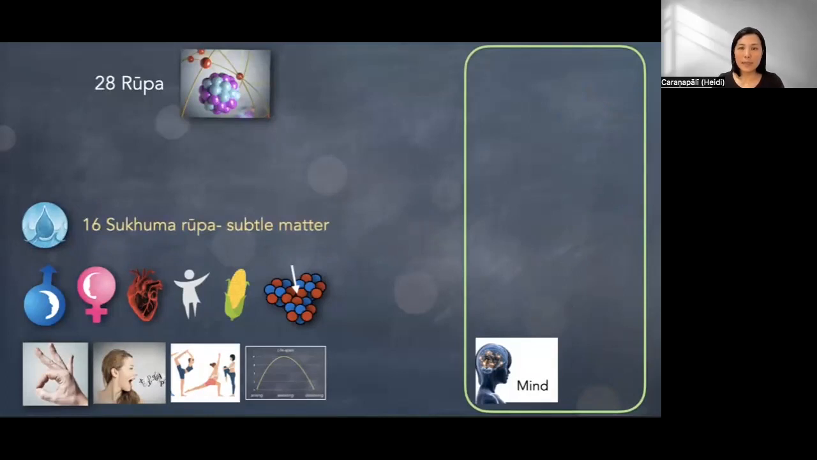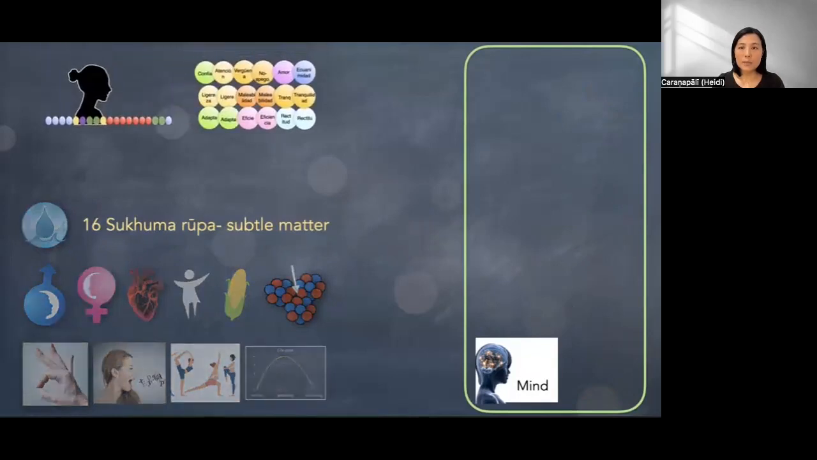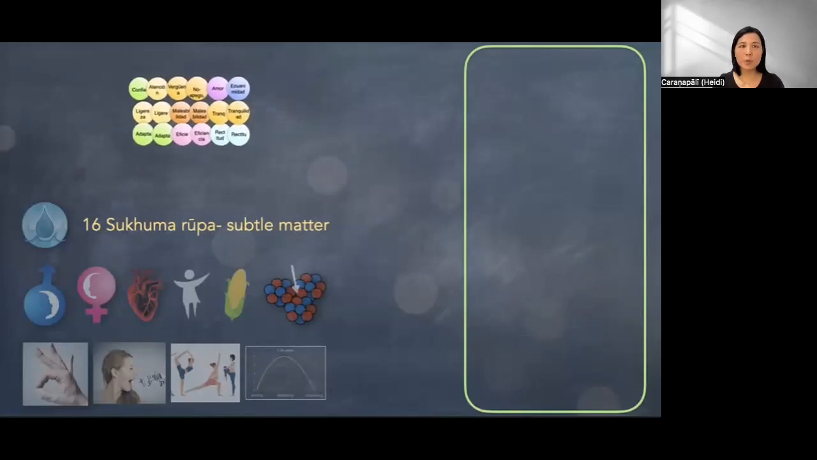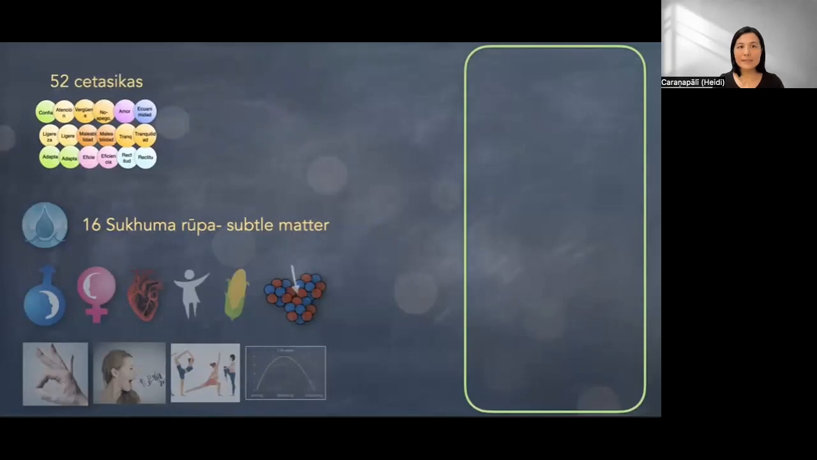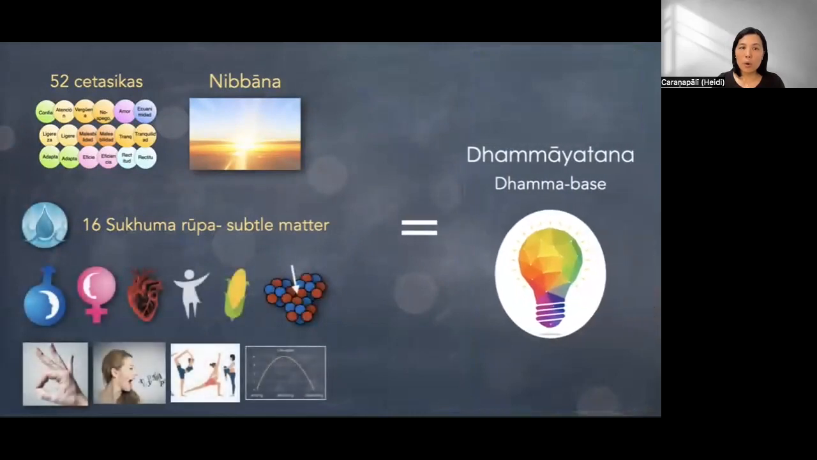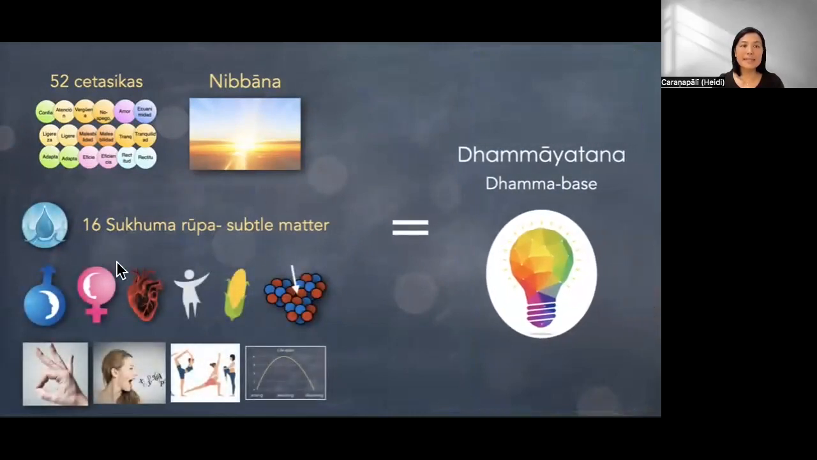Then how about mind? Now, we just said that the manayatana, the mind base, are all kinds of chitta, right? So here, for nama, chitta and cetasika, we need to take away all the chittas. So all the chittas are taken away. In this case, what is left are the 52 cetasikas plus also nibbana, right? Therefore, all these 52 cetasikas, 1 nibbana, and 16 sukuma subtle matter are called Dhammayatana, the Dhamma object base here. They are the remaining ones, okay?